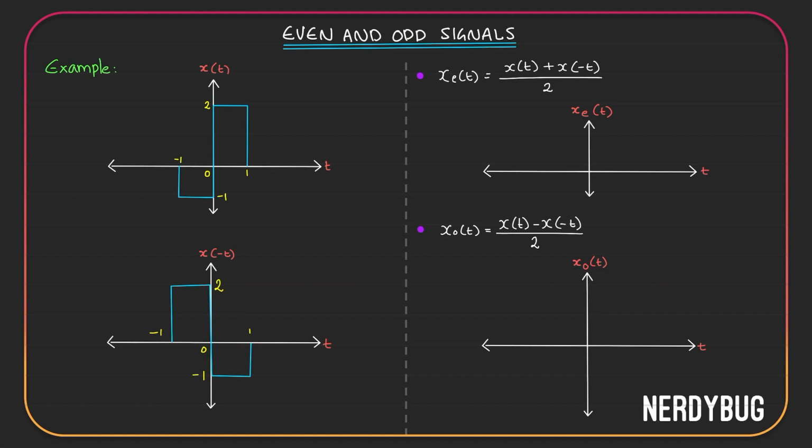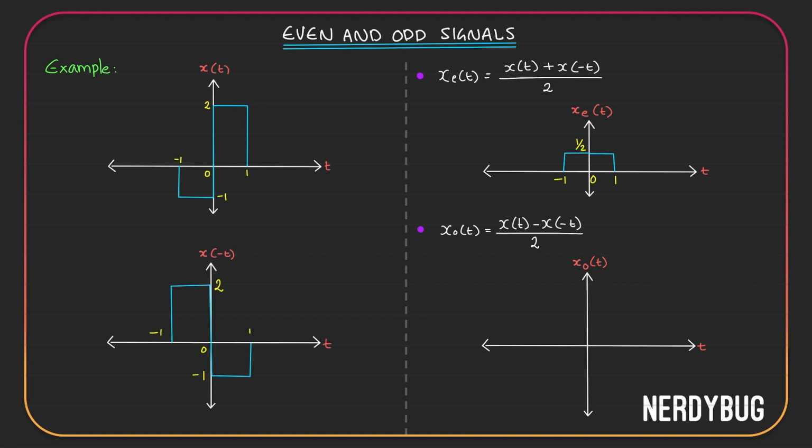So 2 minus 1, we will get 1. But then we also have to divide it by 2. So on the right hand side, we get half. How about the left hand side? For x of t, we have minus 1 here. For x of minus t, we have plus 2. If we add both of them, again 2 minus 1, we get 1. Then we have to divide it by 2. So again we're getting 1 by 2. So over here also we get the same.